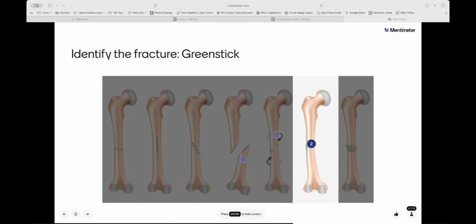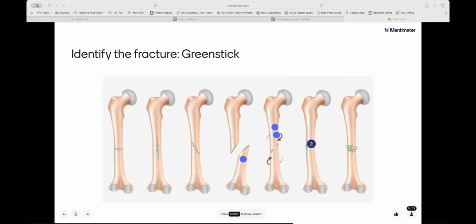So our green stick fracture there, we have a break on one side, the other side of the bone remains intact or maybe a little bit bent, but that break does not go through the bone completely. So that's our green stick fracture. How about an oblique fracture? There are two possible ones on here. Two possible oblique fractures.